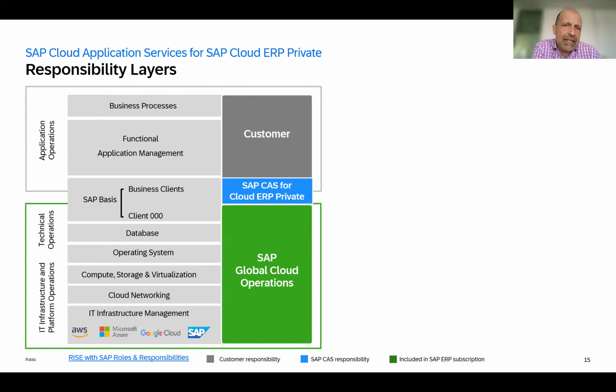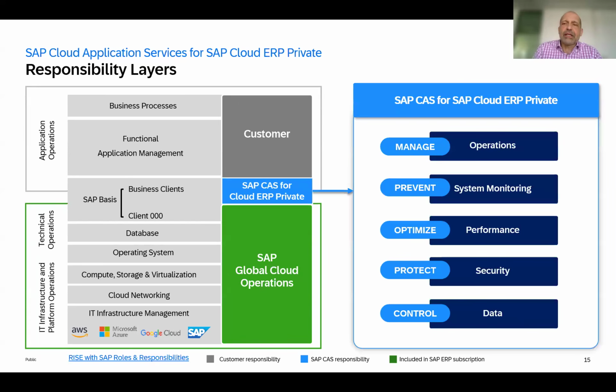That means all technical issues or topics which have to be maintained or operated can be covered by SAP CAS for Cloud ERP Private. We also take care, with our teams, to be closely aligned with the SAP Global Cloud Operations. If you have a CDM, a client delivery manager, and a TSM, a technical service manager from the ECS part, they will be our main counterparts to align on what has to be done and how SAP has to act for you to make sure that the operations is smooth.